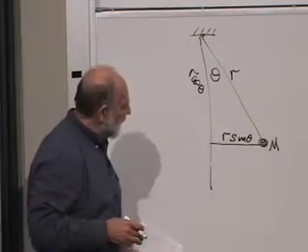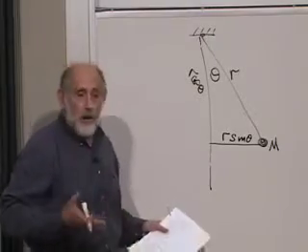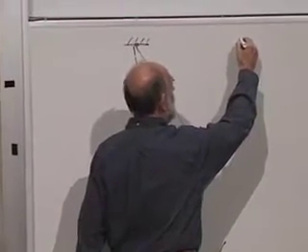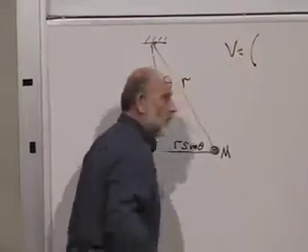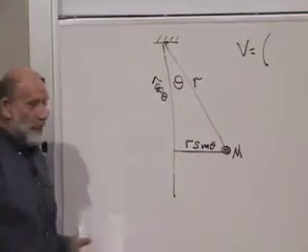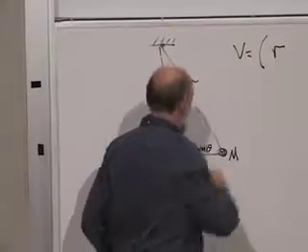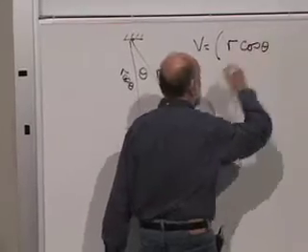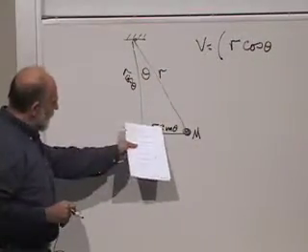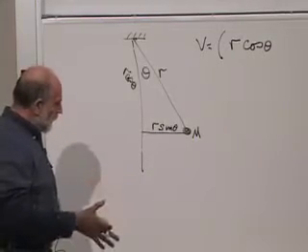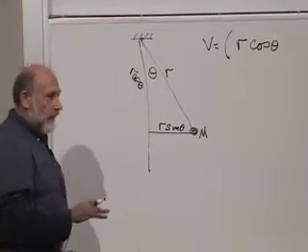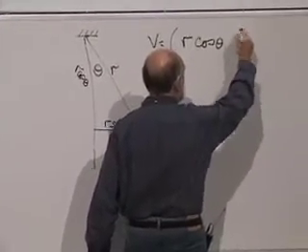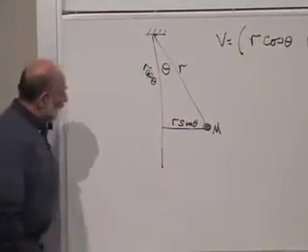The x component of velocity is just the time derivative of r sine theta. R doesn't change, only sine theta changes. Now, there's going to be two components to it. The first component is the x component. It's r times the derivative of sine theta, that's cosine theta, times the time derivative of theta. If I want to know the time derivative of sine theta, I differentiate with respect to theta, and then I multiply by the time derivative of theta. So that's r cosine theta times theta dot.